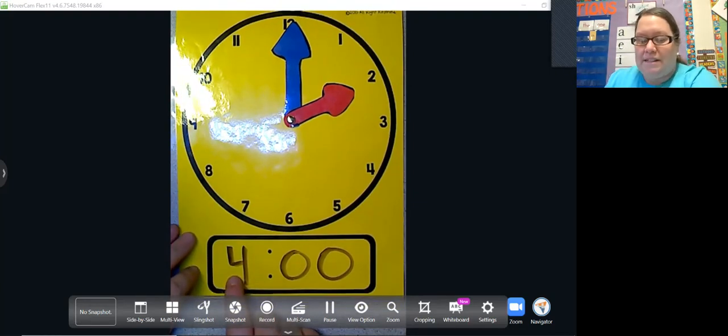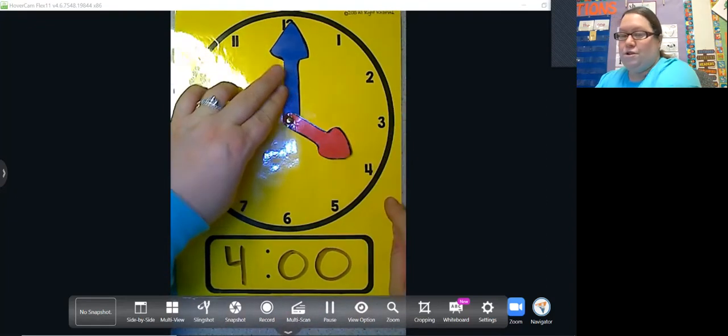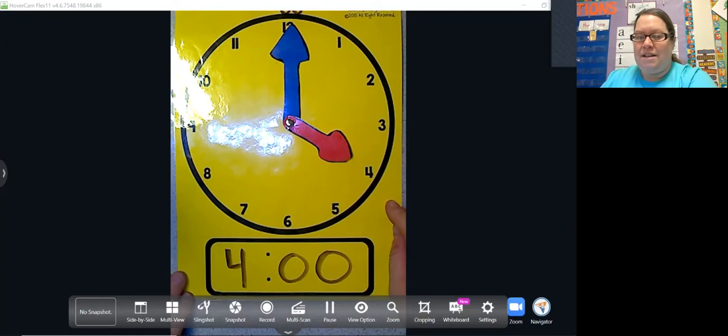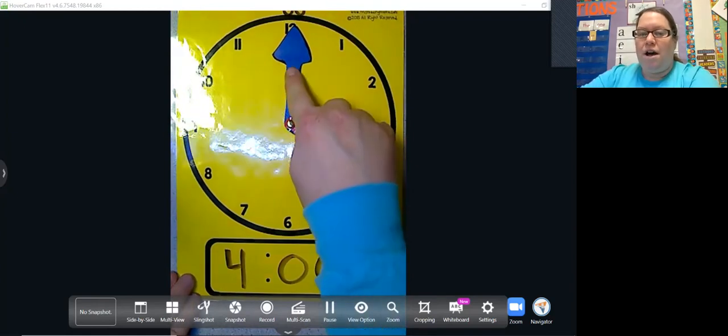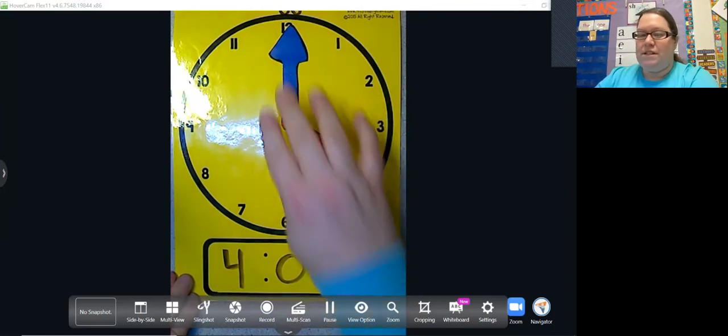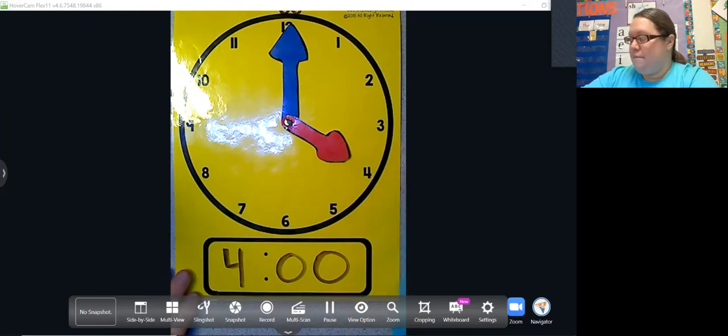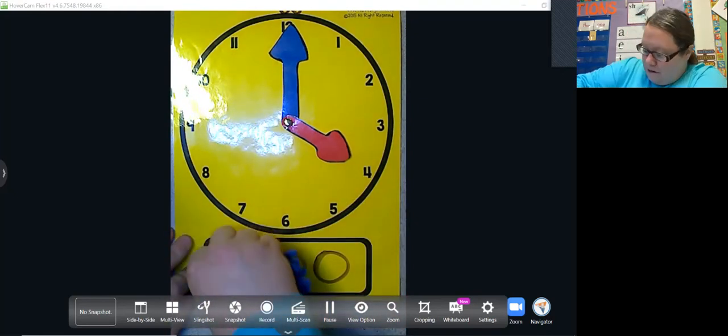Well, look, it tells us to the 4. So you're going to move your red arrow to the 4. And that is 4 o'clock. 4, 0, 0. Our blue is not moving. This is time on the hour. It's 4 o'clock. So now this time I'm going to erase my 4.